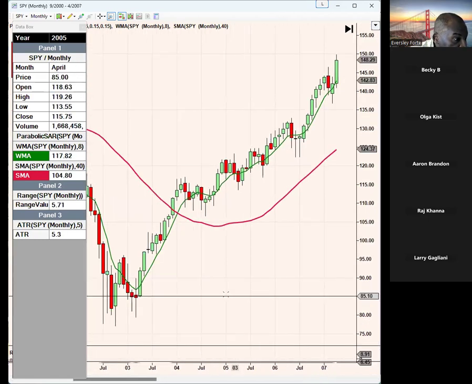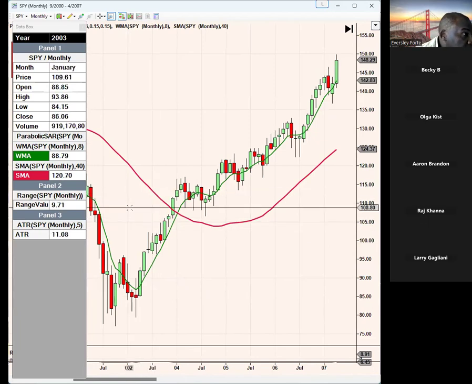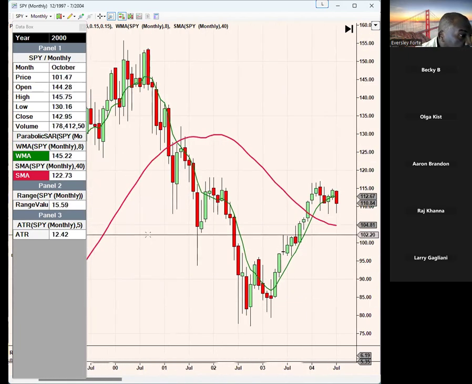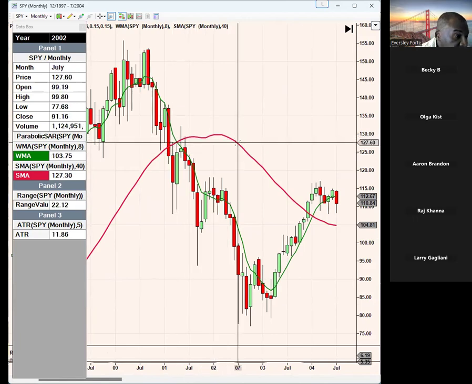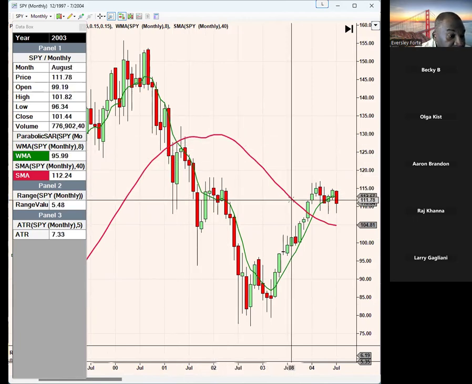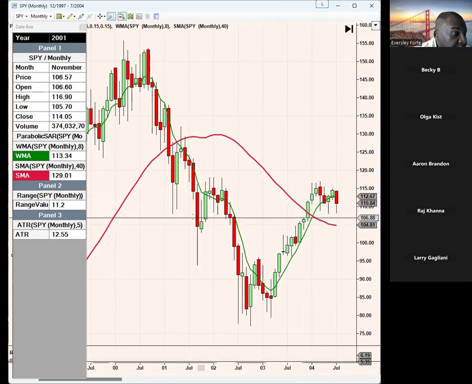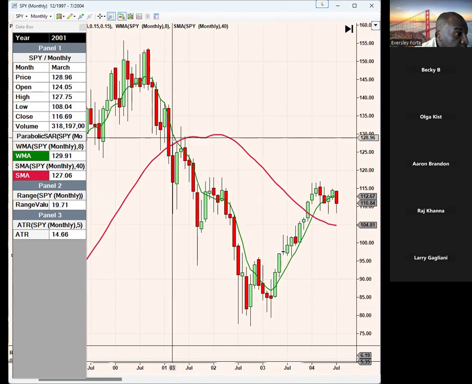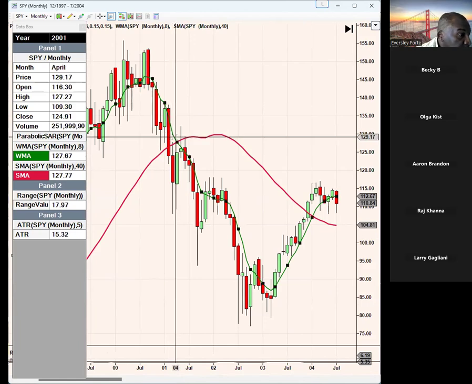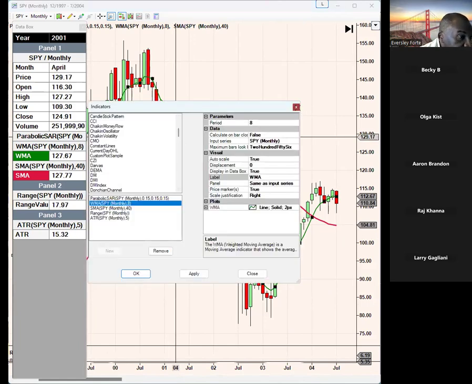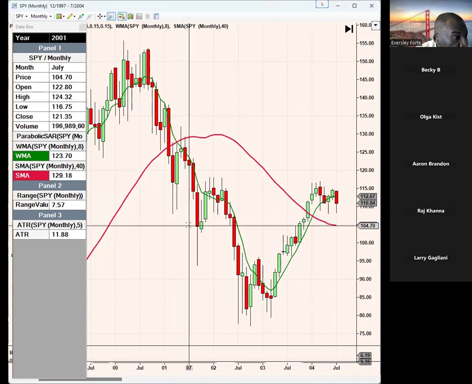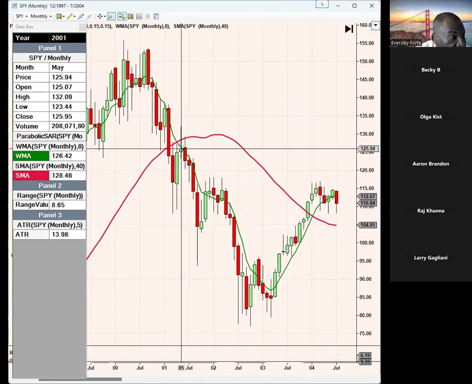I always go through this. This goes all the way back to 2000, 2001. This red line is the 40-period moving average on a monthly chart. Each candle is 1 month of time. This is the S&P 500, and each candle is 1 month, and this line here is an 8-period moving average. So in most cases, most of the time, price will follow the 8.